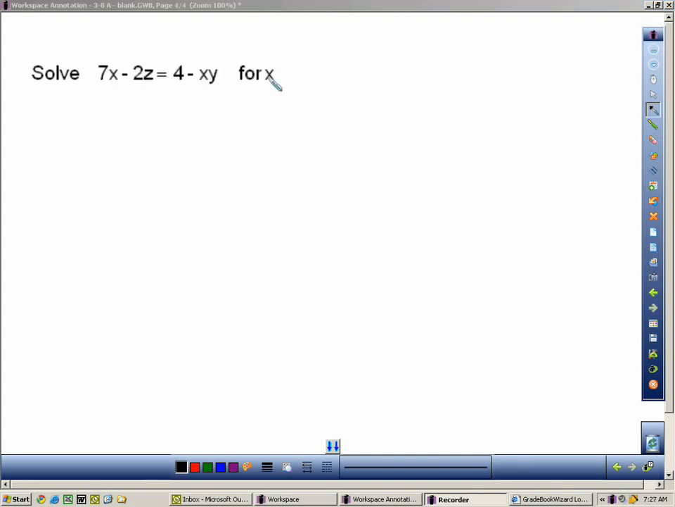Here's another example of solving. In this case, I'm solving for x. I have x's that are on opposite sides, so I'd like to get them together. I'm going to do that by moving the xy. So I'm going to add xy to both sides.